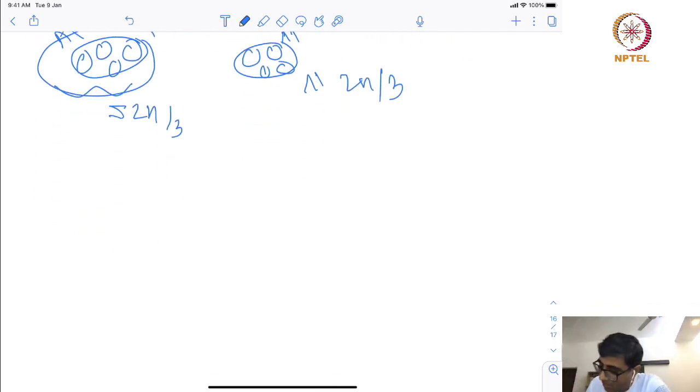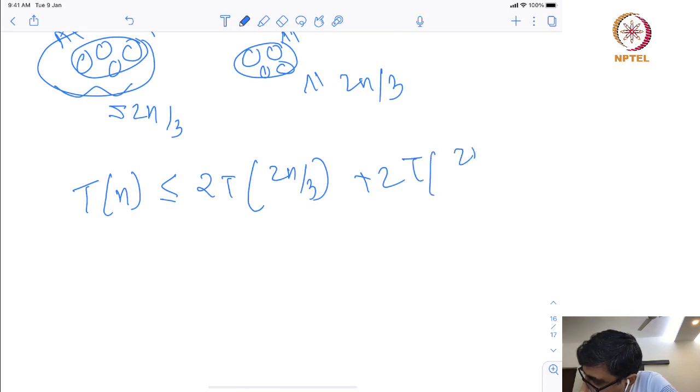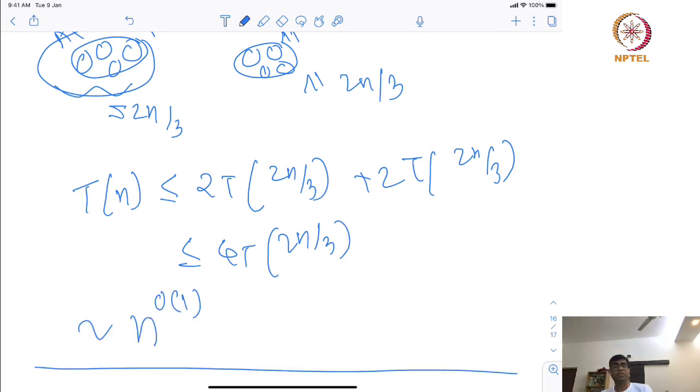So now what will happen is that you can show that T of n is like you're going to create two problems on each side. So it is going to be 2 times at most T of 2n by 3 plus 2 times at most T of 2n over 3. So this is like at most 4 times T of 2n over 3, and you can show that this is n to the power big O of 1. Okay, so this time I have not hand waved. I have just given you an algorithm with an upper bound running time, which is still polynomial.